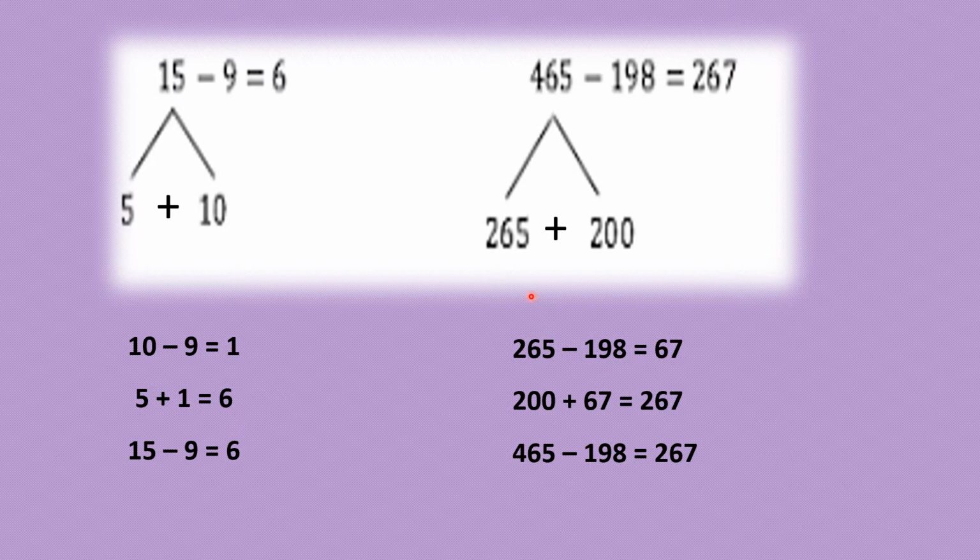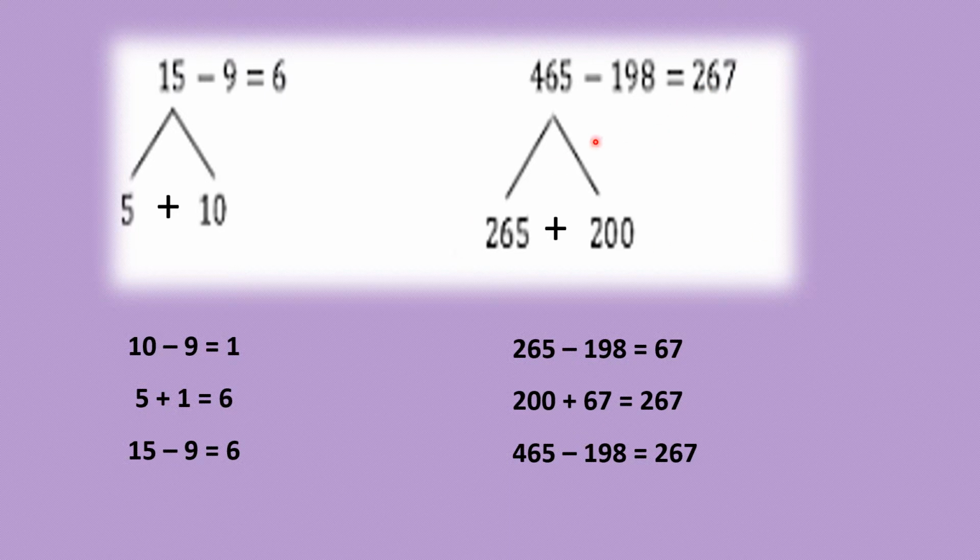Okay, let's take another example that would make things clear for you. We have 465 minus 198. The direct way is simple. You just subtract 198 from 465, you get 267. The direct method is simple. You got the answer. But what if in the question you have been asked to show a method, explain your method? The question would be like this. So you have to show a method.